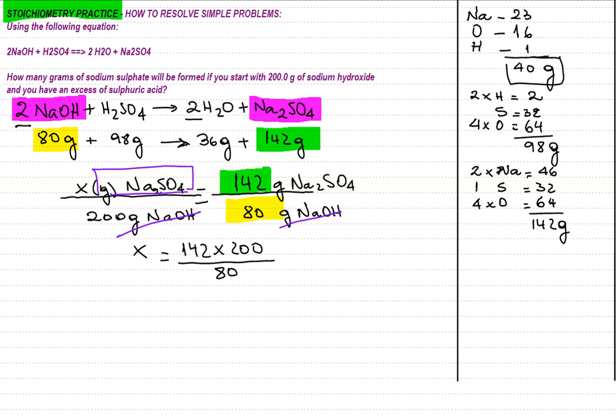And the units will be grams of sodium sulfate. So X will be 355 grams of sodium sulfate. And that would be it.